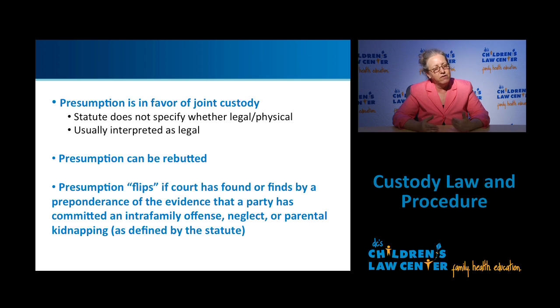So if any of those three things are proven up during the course of your case, or have been proven in another case, for example, in a criminal case, the presumption in favor of joint custody flips to a presumption against joint custody. Now again, that presumption against joint custody can in turn be rebutted, but you're starting from a very different place, obviously. So that is an important issue to know in terms of which presumption is going to apply or not.